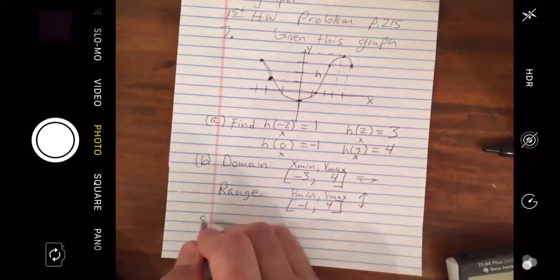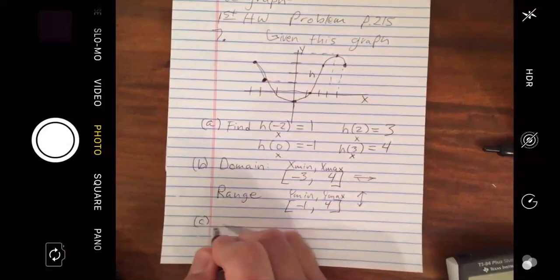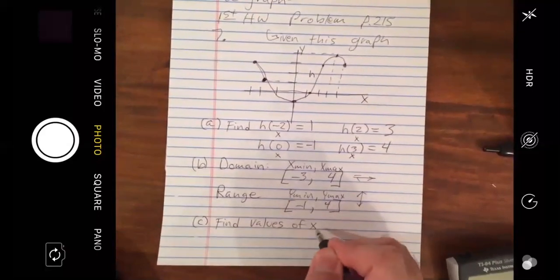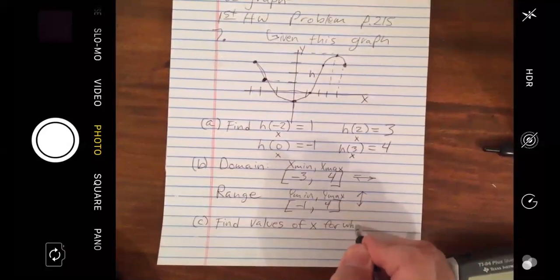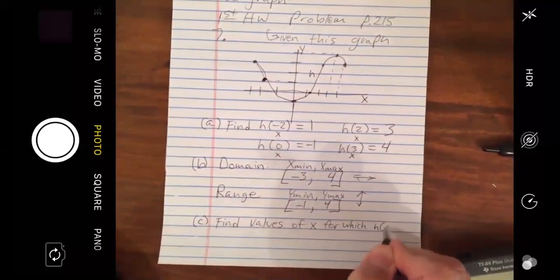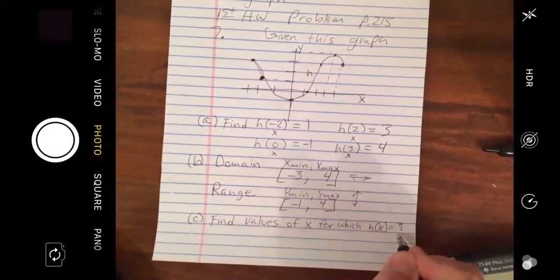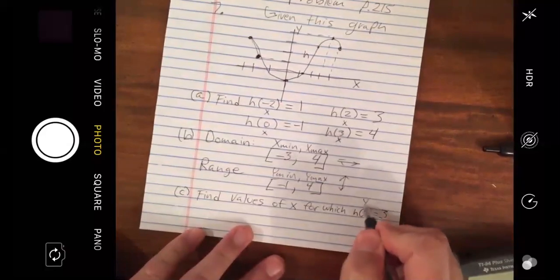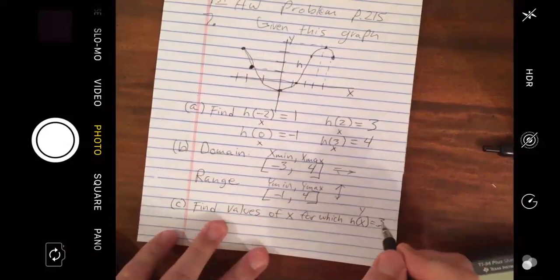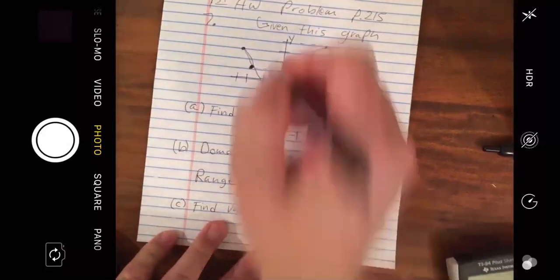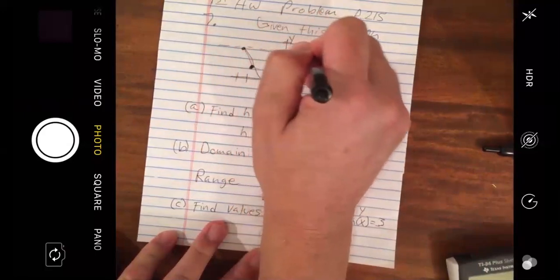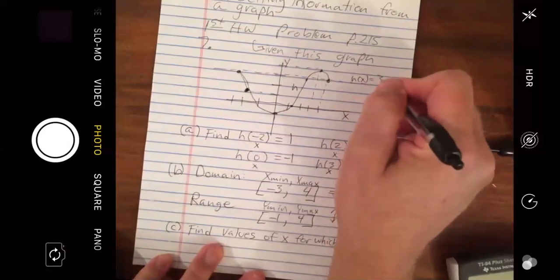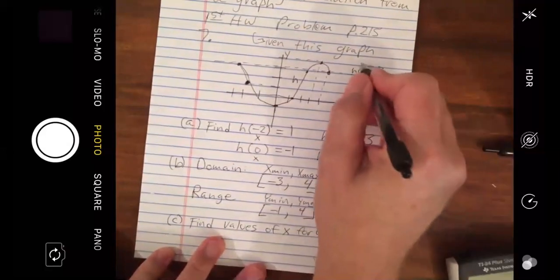Okay, part C starts a little trickier. Find values of X for which h of X equals 3. When you see an h of X like this, you can always think Y. I think we mentioned a Y equals a number is always horizontal. H of X equals 3, which means Y equals 3.